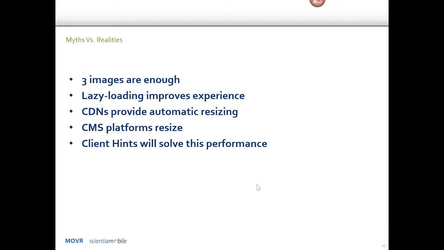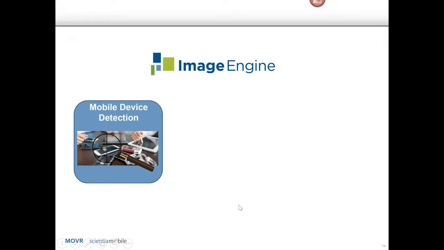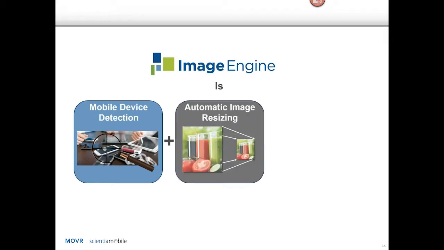Then finally, client hints. I think a lot of people are starting to learn about client hints and the capabilities it provides, and they're saying, well, doesn't this solve the problem for me? What's your understanding? Can you give us a quick idea of what client hints is, and what problems does it really solve, and what does it not solve? Yeah. So client hints, put simply, is the browser hinting to the server what size is the optimal size of a given image.